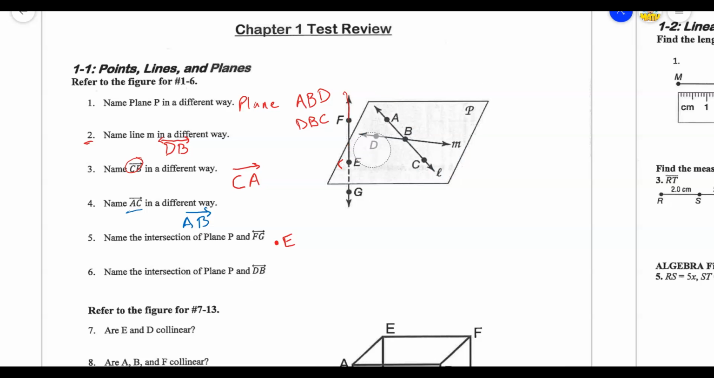Now we have the intersection of plane P and line DB. Well, line DB lives in plane P, so it's anywhere on that line. We could just say line DB is that intersection. DB is completely contained in plane P, so it intersects with that plane everywhere that it goes.